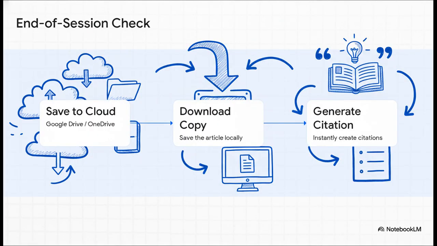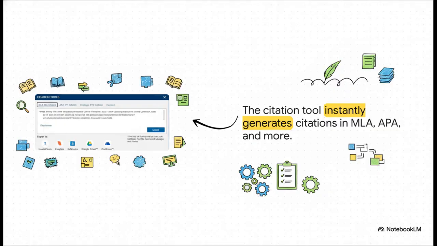Here's your simple 3-step checklist to do before you log off. First, save your articles straight to the cloud. Google Drive, OneDrive, whatever you use. Second, download a copy for your own computer if you want. And third, and this is the big one, generate your citation. The citation tool is, and I'm not exaggerating, an absolute lifesaver. With just one click, it creates a full citation for your source in all the major formats: MLA, APA, Chicago, you name it. This saves so much time and helps you dodge those annoying formatting mistakes.